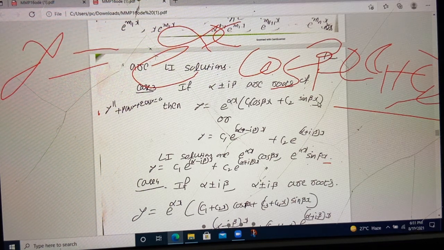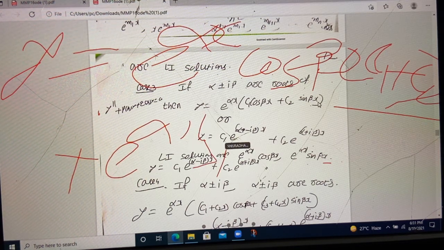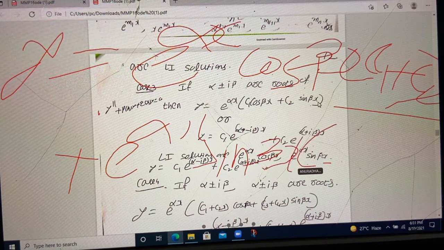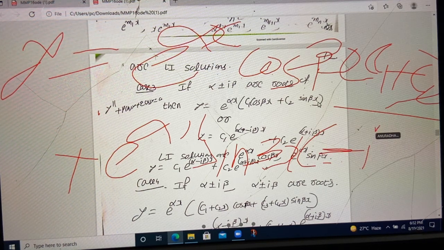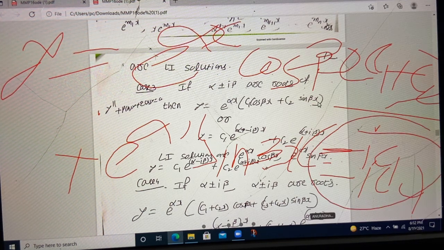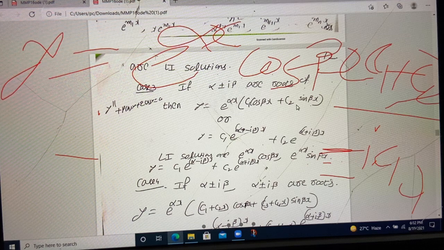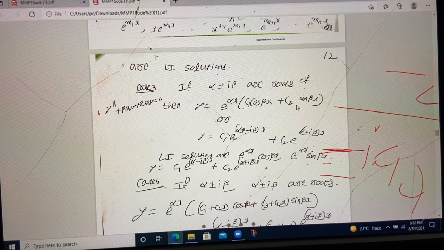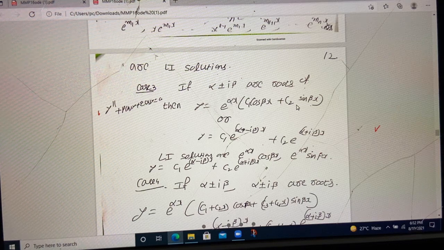If you take the sin beta x coefficient, you get e power alpha x sin beta x into it. What did we get? Here you will get i terms, minus C1 i, minus i. This is nothing but a constant. i times a constant is a constant. So that we are calling it B. When you expand and simplify this, you will get back the same exact thing.